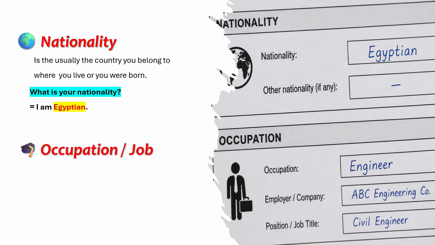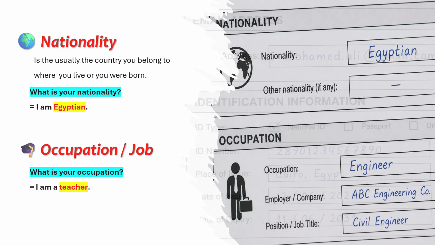The next thing is occupation or job, and that's what you work as. You ask about occupation by saying, "What is your occupation?" And the answer would be, "I am a," for example, "I am a teacher, I am an engineer, I am a doctor, I'm a taxi driver," and so on.